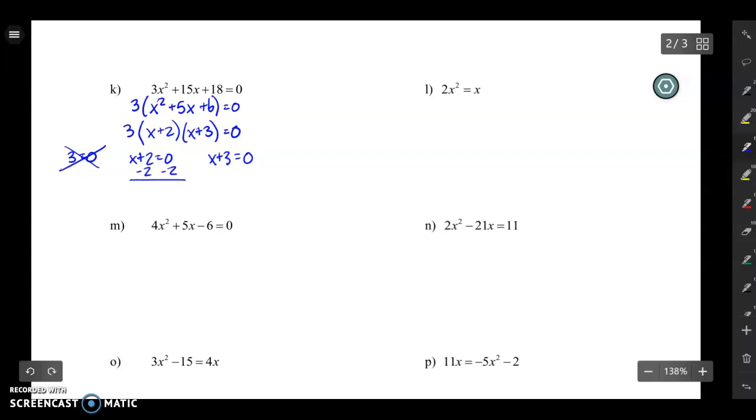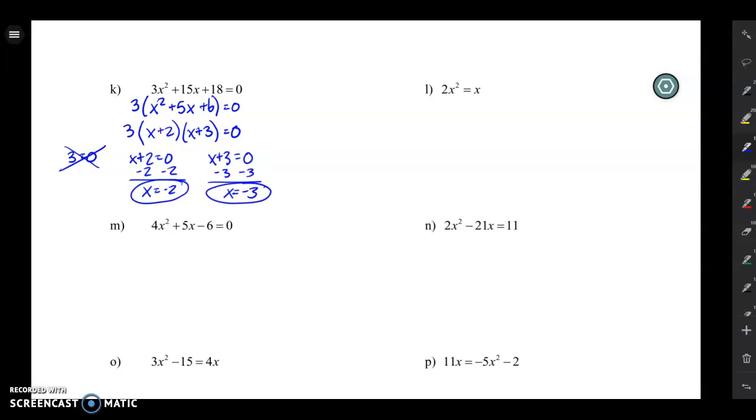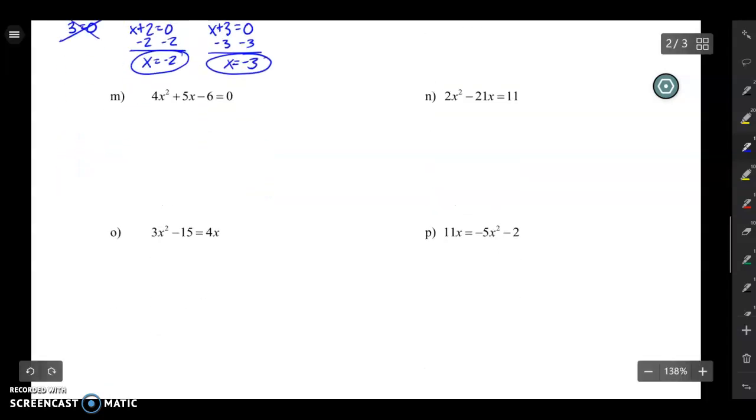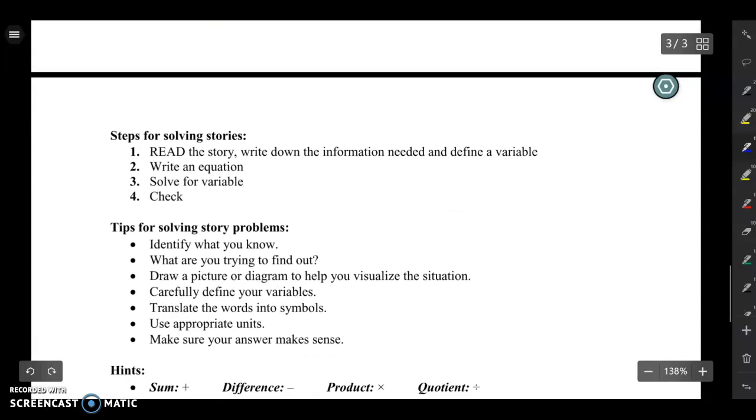Then I'll solve for x here. x equals negative 2. And then I will solve for x here. x equals negative 3. So my 2 answers to that one are x equals negative 2 and x equals negative 3. So as you work through these, just remember to keep track of what your factors are. Make sure you're setting them equal to 0 and that you're being really, really careful with keeping track of your signs, positives and negatives.